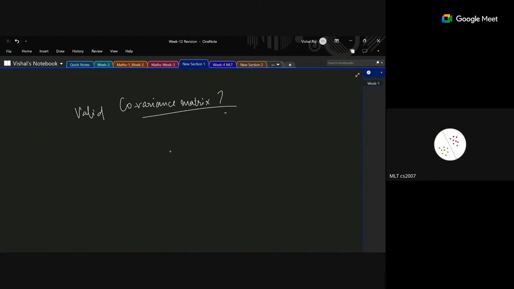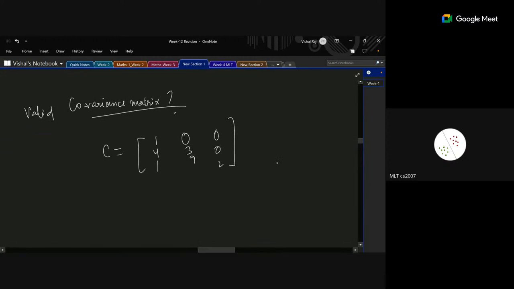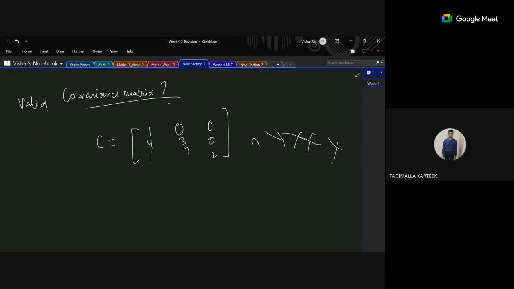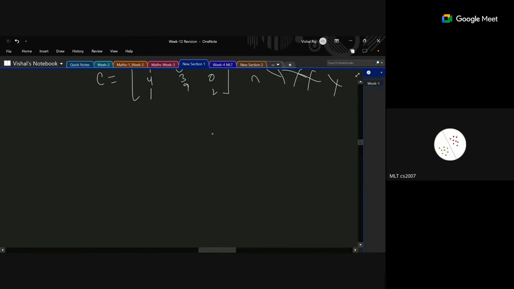See, if C is equal to 1, 4, 1, 0, 3, 9, 0, 0, 2, calculate and tell me: is it a valid covariance matrix? No, it's not. It should be symmetric. The same applies for the kernel matrix, and you can check for positive semi-definite also. If you have been given some kernel, that also will be checked. Basically, C should equal C transpose. Here, it's not equal, right?